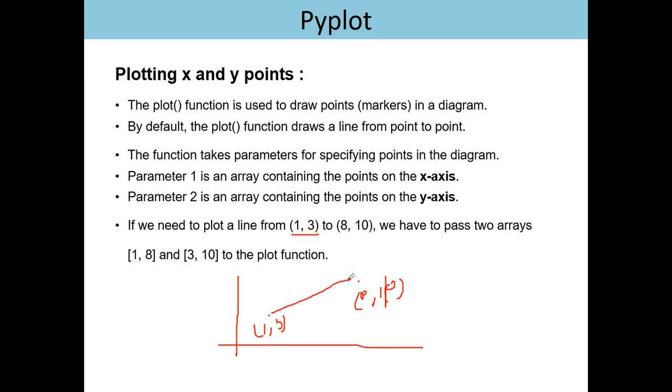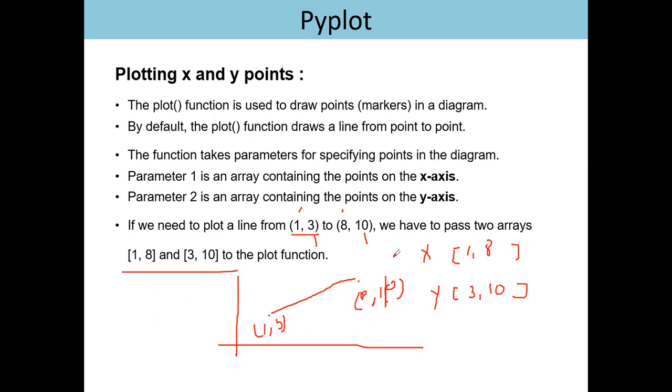To plot a line between these two, in mathematics or in pen and pencil, we will do it like this. But in Python, pyplot needs two arrays. One array is for x and another array is for y. So all the x components will be put here, and all the y components, 3 and 10. So how to create those arrays, that I am telling you here.